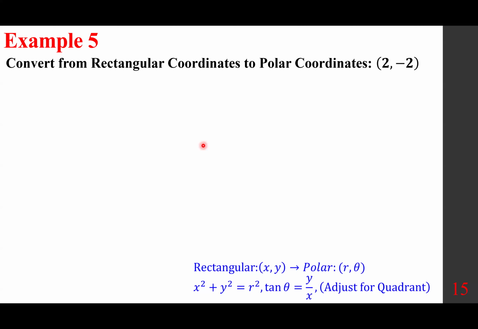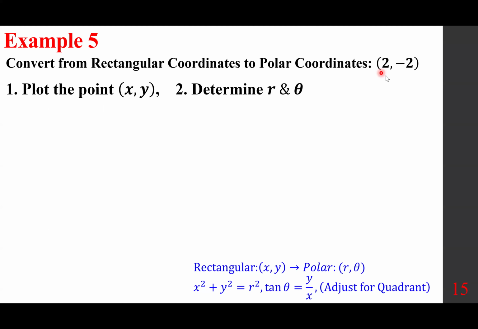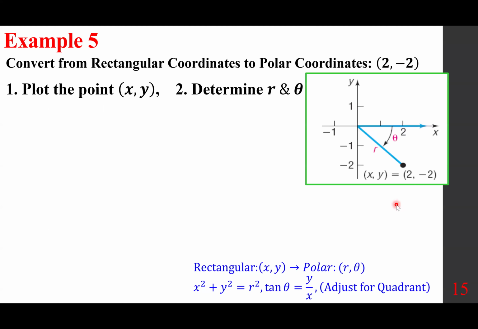Convert from rectangular coordinates to polar coordinates. The pair is 2 comma negative 2. It's really good practice to plot the pair first and then determine r comma theta. So the pair on the rectangular coordinate system is 2 units to the right, 2 units down. It's very straightforward, everybody. So now we are interested in finding the r and theta.